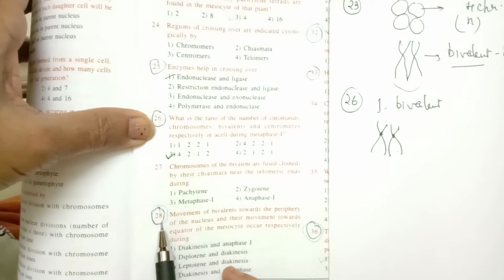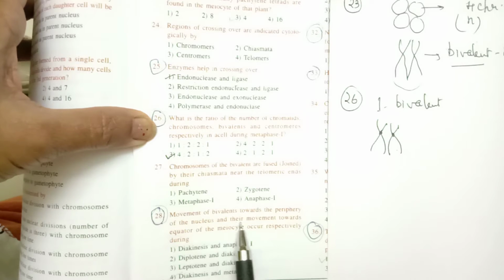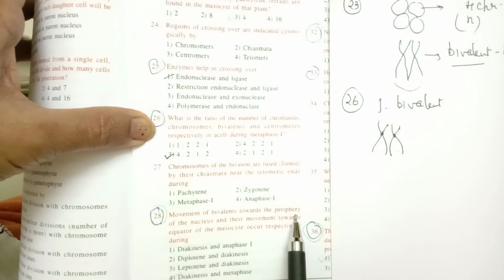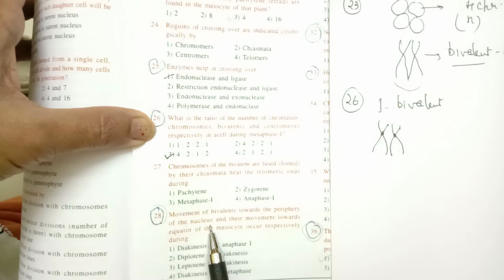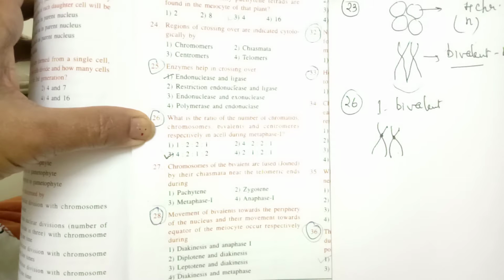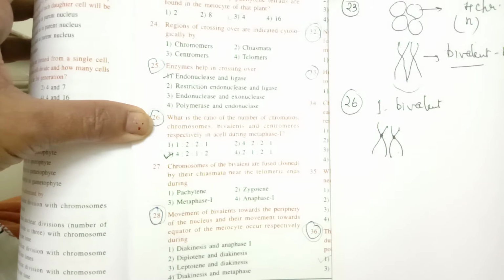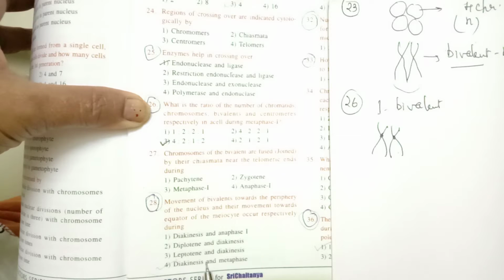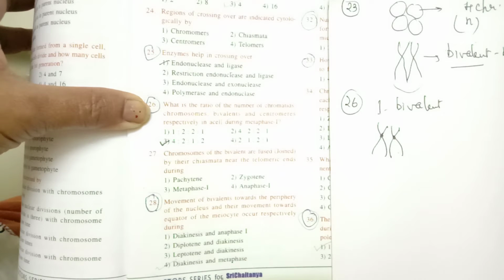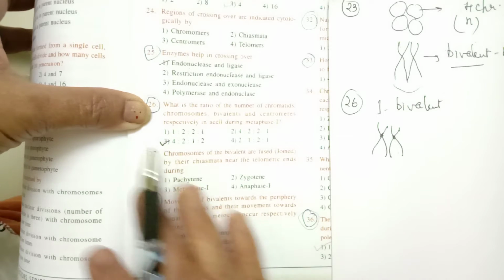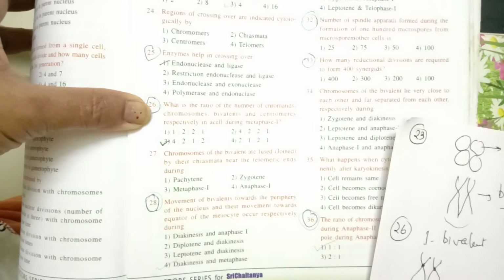Question number 28. Movement of bivalents towards the periphery of the nucleus and their movement towards the equator of the meiocyte occur respectively in diakinesis and in metaphase. Movement towards the equator is also called congression. Now let us go to the next question.